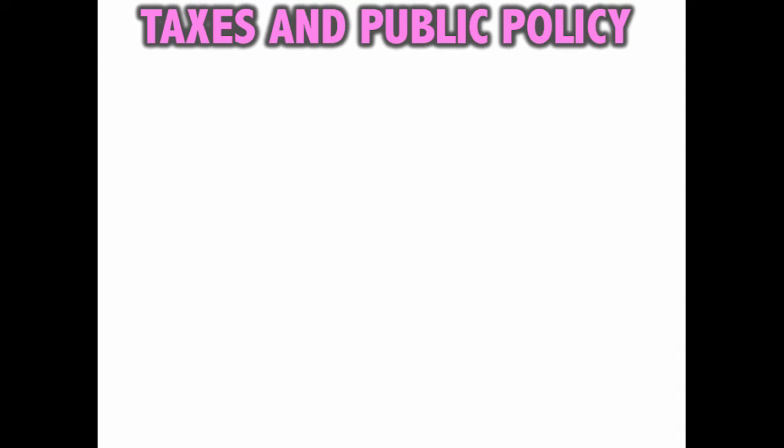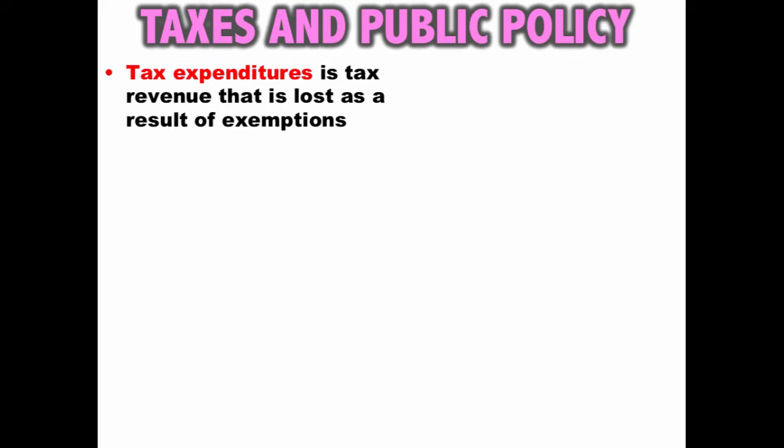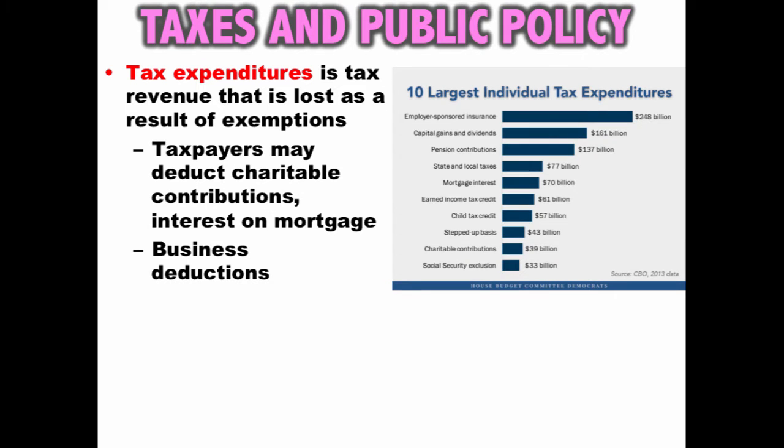Talking about taxes and public policy, make sure you know about tax expenditures. This is a tax revenue that is lost as a result of exemptions. What this means is it's basically money that the government could collect, but they don't because it is exempt from taxation. And there's lots of different things the government offers tax exemptions for. For example, taxpayers may deduct charitable contributions if you give money to your church or the Goodwill or so on, interest on your mortgage, or business deductions. All of these are things that households can deduct from their taxable income, thus allowing them to pay less tax.